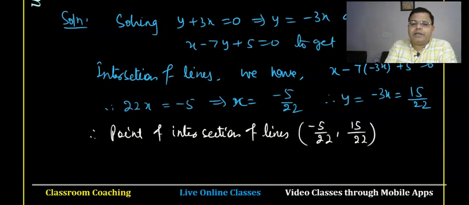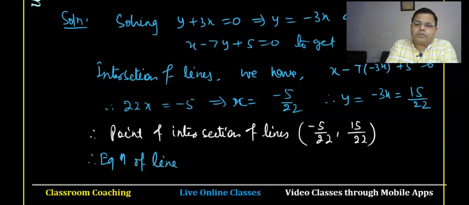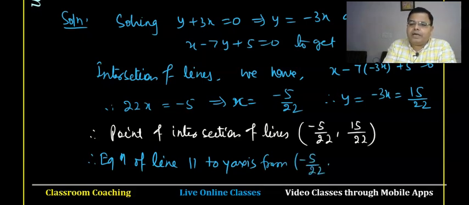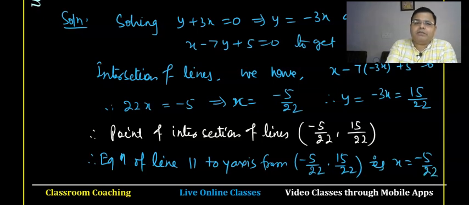Now, the equation of the line through this point and parallel to the y-axis is x is equal to constant. So the equation of the line through minus 5 by 22 and 15 upon 22, parallel to the y-axis, is x is equal to minus 5 by 22. X is equal to constant is a line parallel to the y-axis.